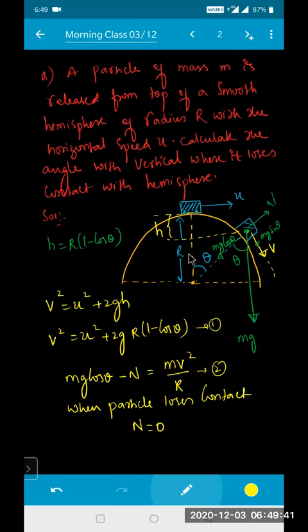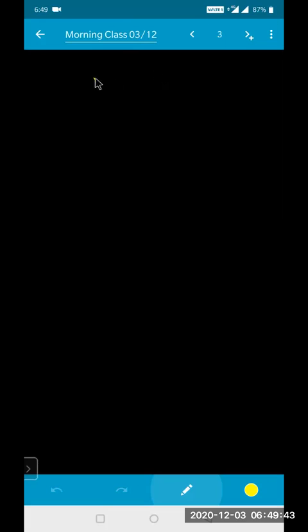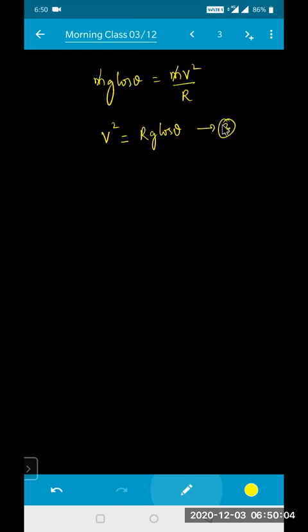If I take N as 0 in this one, this becomes mg cos theta is equal to m v square divided by R. Is anything getting cancelled in this one? Mass and mass get cancelled. So v square is equal to Rg cos theta. So this is equation number 3. Now substitute 3 in 1.